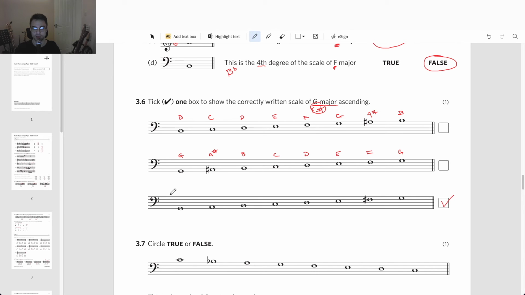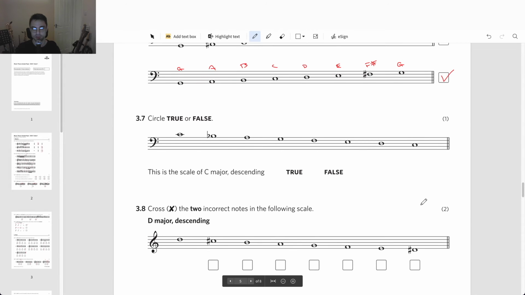And let's just double check. Bass clef, bottom line is G. Space up is A, B, C, D, E, F sharp. Fantastic. Ending on G. There's our G major scale ascending in the bass clef with our correct accidental on F.